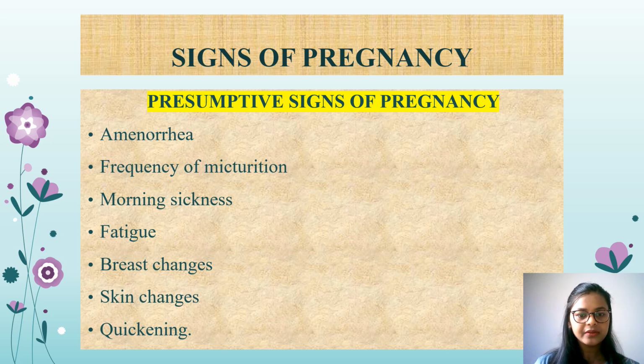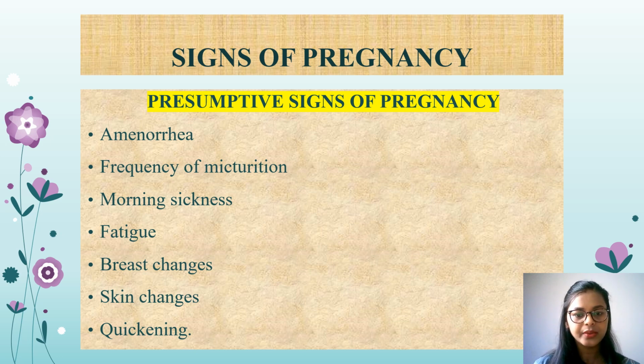Also, a presumptive sign is breast changes, where the woman's breasts will be tender during pregnancy, and the areola around the nipple gets darker and darker. And later in pregnancy, after 16 weeks, you can see the sebaceous glands around the areola become more visible. And after 16 weeks of pregnancy, women also have milk production in the breast, and a small amount of milk can leak.